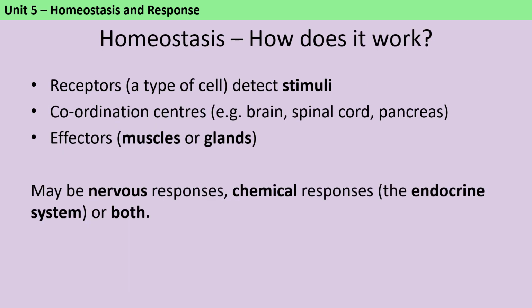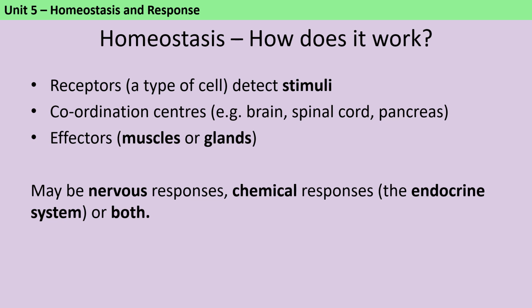Homeostasis pathways have three key parts. Firstly, specialised cells called receptors detect a stimulus, which is a change in the environment. They pass this information to a coordination centre like the brain, spinal cord or pancreas, which is able to decide what to do next. The response is then carried out by an effector, such as a muscle which may contract or a gland which may release a hormone or enzyme.